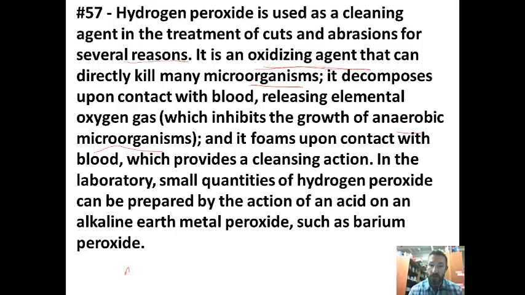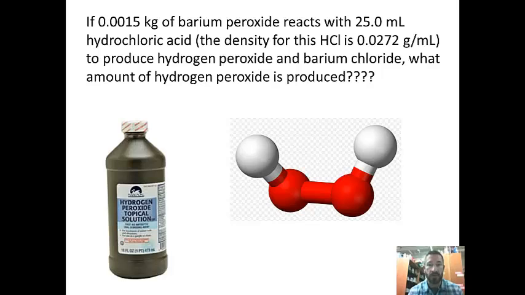In the laboratory, small quantities of hydrogen peroxide can be prepared by the action of an acid on an alkaline earth metal peroxide, such as barium peroxide. So here's the question. If 0.0015 kilograms of barium peroxide reacts with 25 milliliters of hydrochloric acid, the density of hydrochloric acid at this concentration is 0.0272 grams per milliliter, to produce hydrogen peroxide and barium chloride. What amount or mass of hydrogen peroxide is produced?